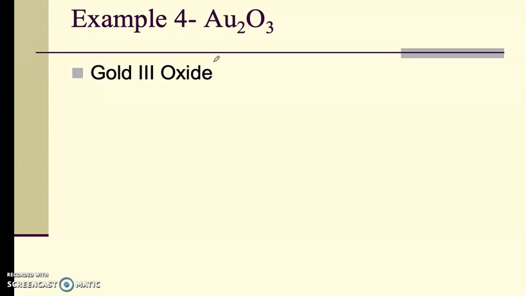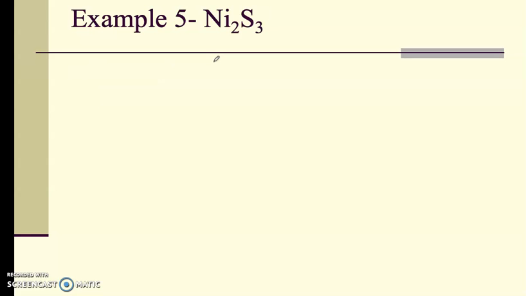All right, let's look at another example. Ni2S3. Where is Ni? What is Ni? Well, Ni is nickel. It's in the d block. It's a transition metal. So we have to split them up. You have to check every single one, every compound you do. Then uncriss-cross.